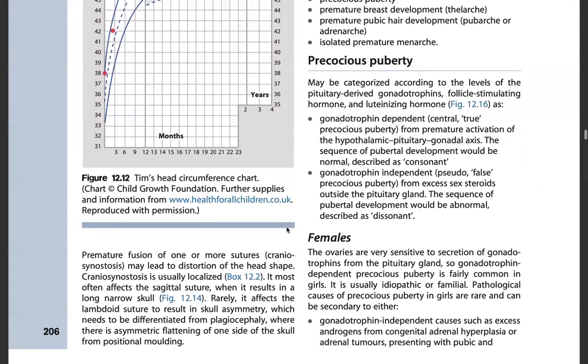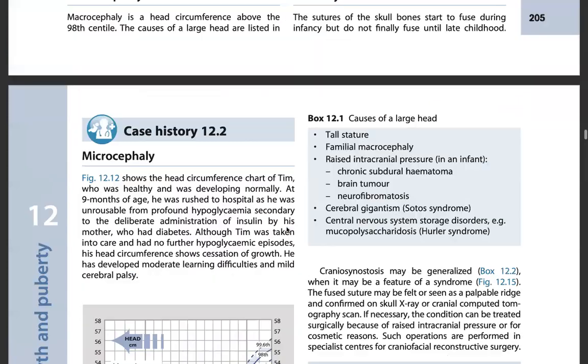Premature fusion of one or more sutures, craniosynostosis, may lead to distortion of the head shape. Craniosynostosis is usually localized. It most often affects the sagittal suture, when it results in a long, narrow skull. Rarely it affects the lambdoid suture, resulting in skull asymmetry, which needs to be differentiated from plagiocephaly, where there is asymmetric flattening on one side of the skull from positional molding.